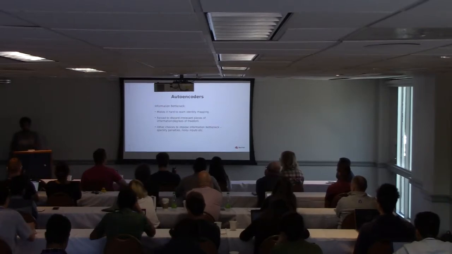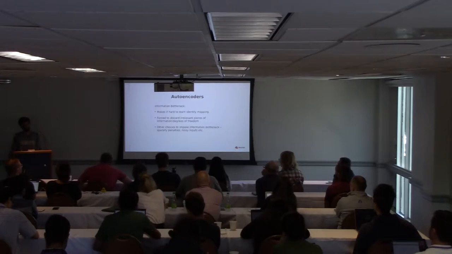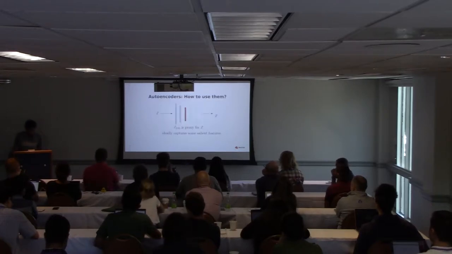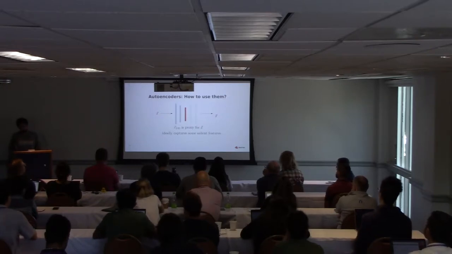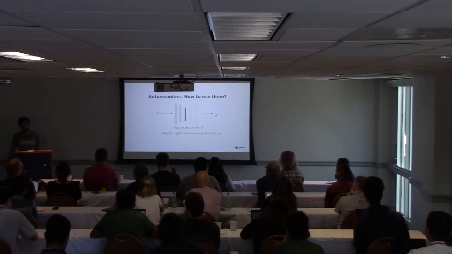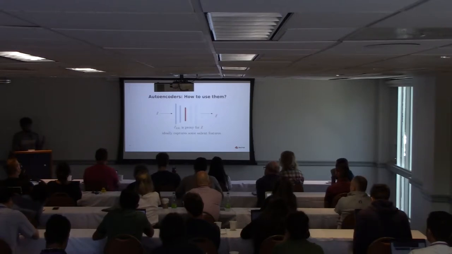And that makes it hard to learn this identity mapping. You're compressing something and decompressing it. There are many other ways of imposing this information bottleneck. I might mention them at the end if we have time, but this is one of the most common, simplest ways of doing it. So how do I actually use this thing? You say, okay, fine, you squeeze this, you reconstruct the image, what do I do with this thing? One thing you can do is go to that red bar in the center.